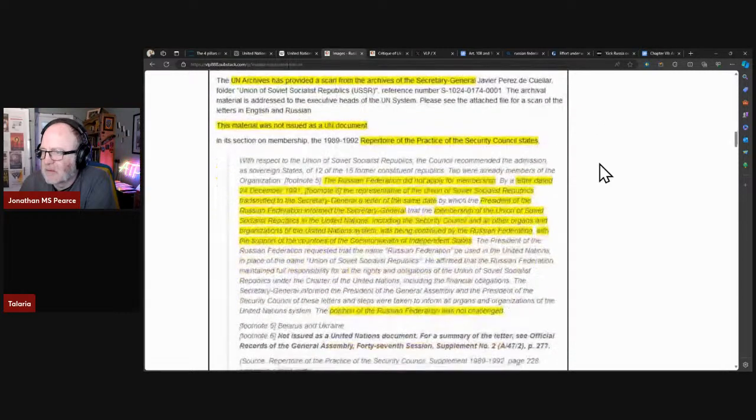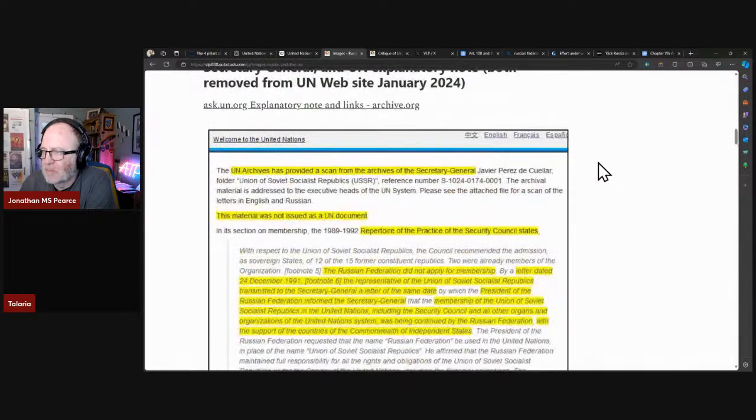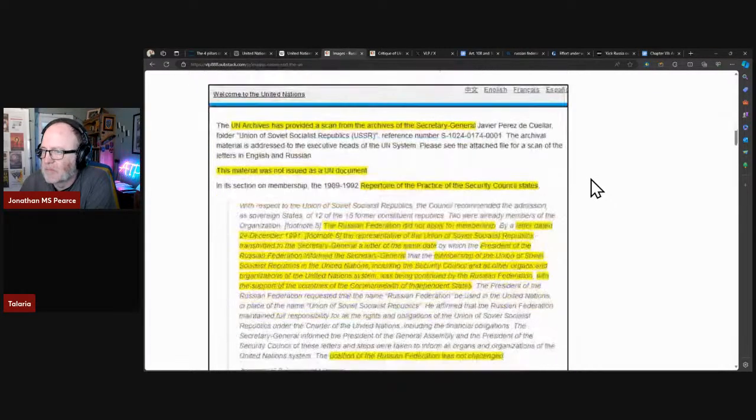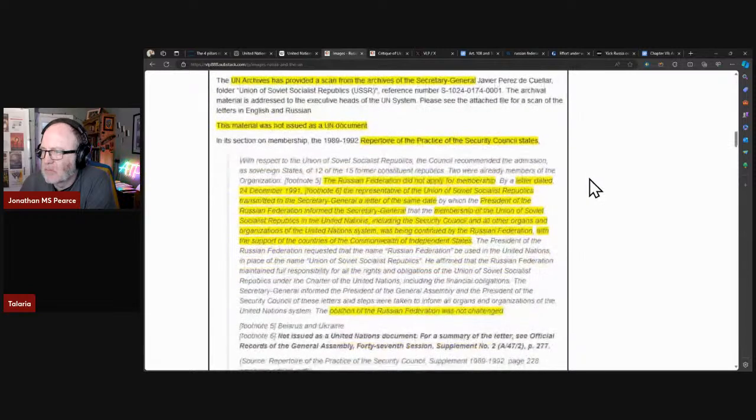And this is in Web Archive. Yeah, in archive.org, which archives all web pages. I hope they've got really strong protection, because they're going to be the next target to get rid of this stuff. Because as you can see, this says they've provided a scan. The material is not issued as a UN document. This is the letter.